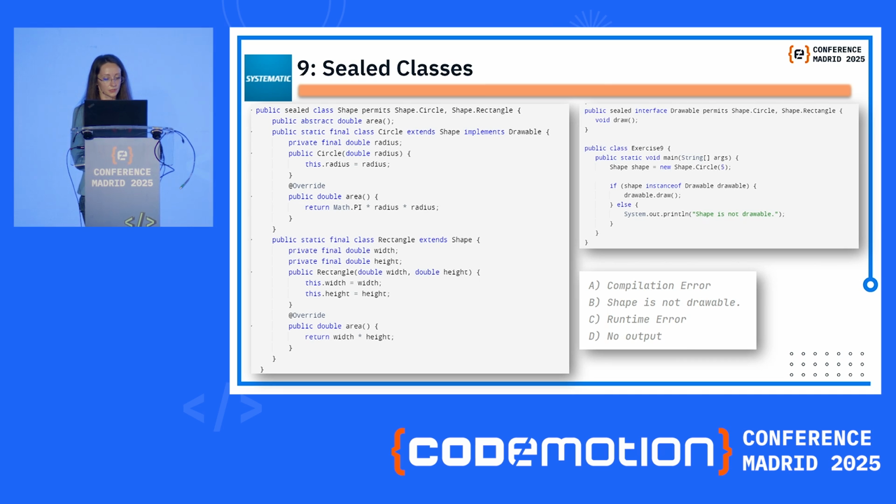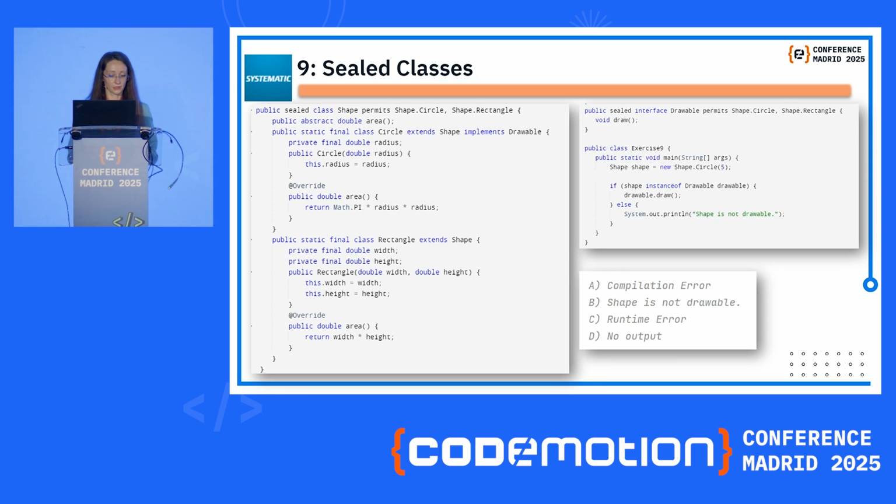It's called shape as the object name. Then we are checking if it is an instance of that drawable interface, in which case we call the draw method, or otherwise it displays that the shape is not drawable. What do you think we will get if we were to run this code?